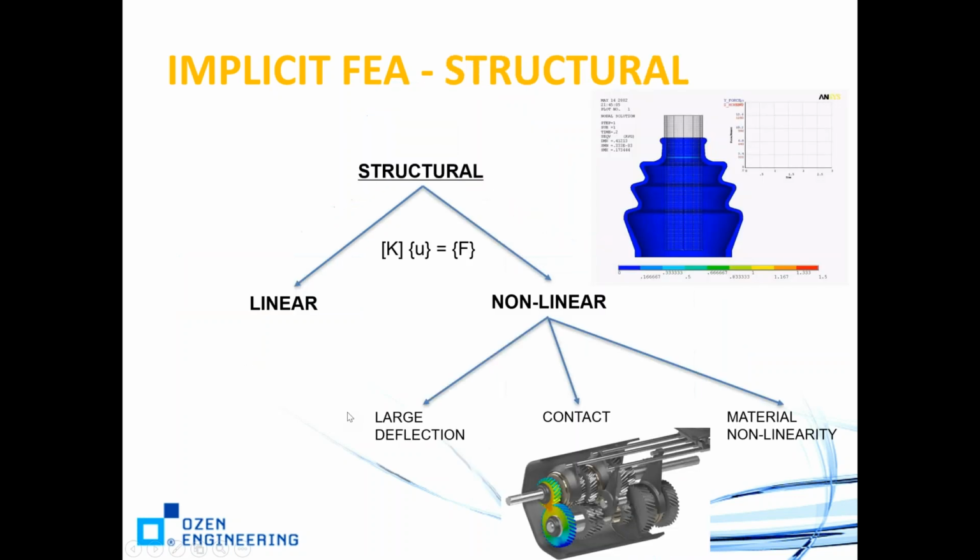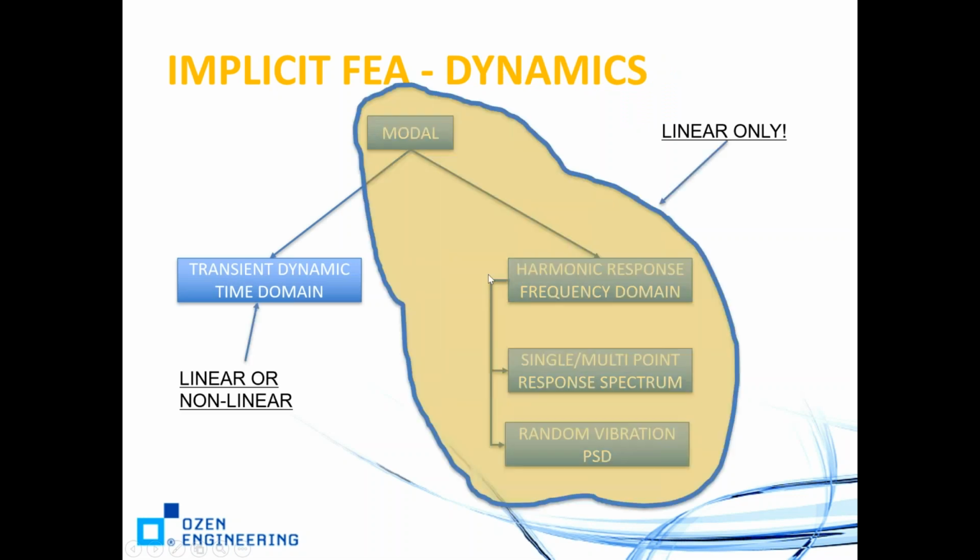And just to review again, when we say nonlinearity, there are three sources of nonlinearity: large deflection, contact nonlinearity, like frictionless or frictional contacts, and material nonlinearity. Anything that has to do with creep or viscoplasticity, or any material nonlinearity that you can think about, goes under this.